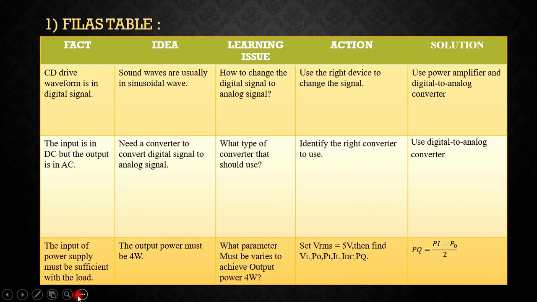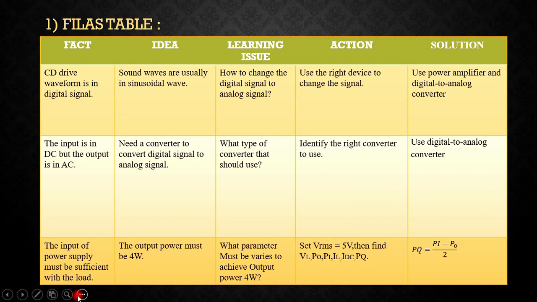From the PILAS table, the first fact that we get is the CD drive waveform is a digital signal. And the idea from that, we got that sound waves are usually sinusoidal waves. Learning issue: how to change the digital signal to an analog signal. And our action is to use the right device to change the signal. For our solution, we use the power amplifier and digital to analog converter.